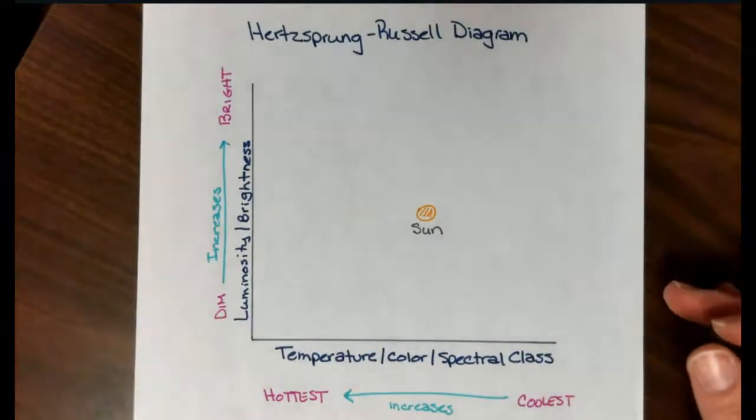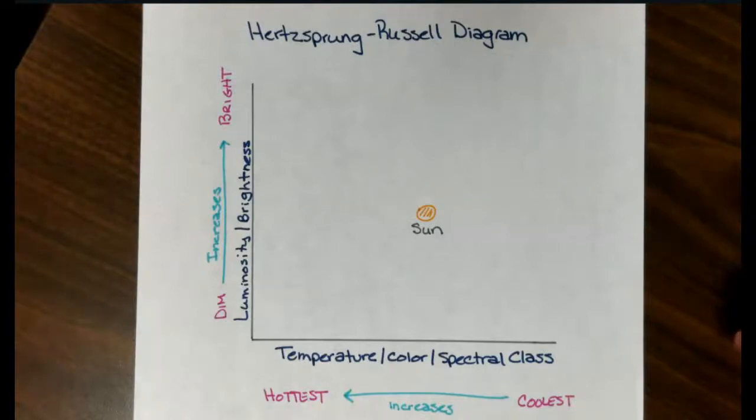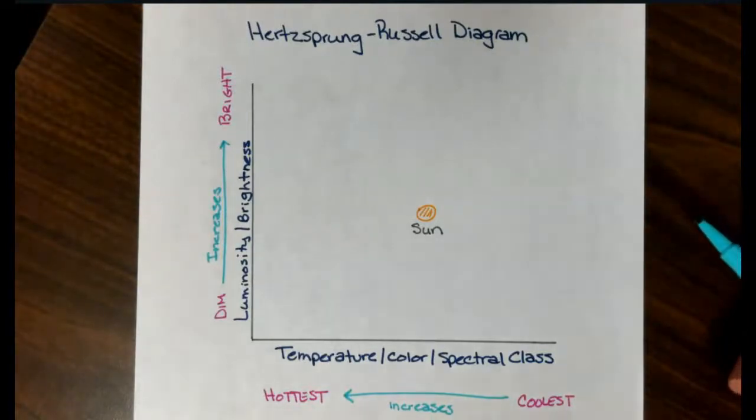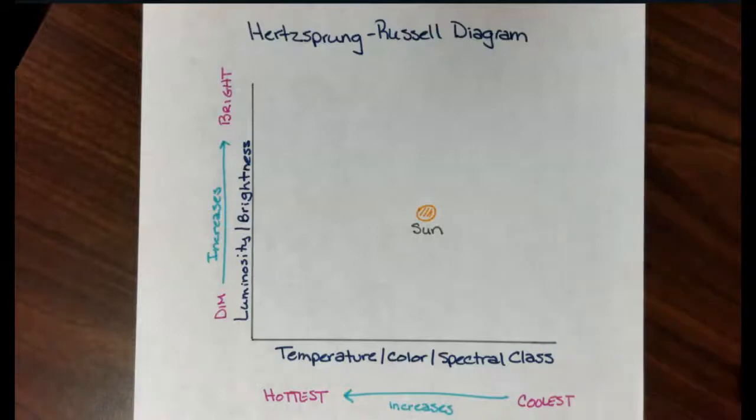Now remember I've said everything is compared to our sun, because the sun is what we know as our closest star. The sun is pretty much considered average in everything. They assign its luminosity a value of 1. It's about average temperature, around 5,800 degrees. So we're going to compare everything to the sun.